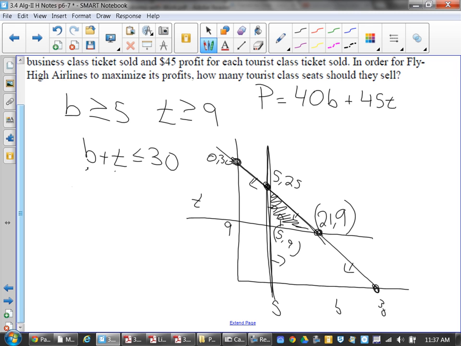Wait, so now we just want to find the biggest winner? Yep. You want to maximize out these to figure out which one's going to give you the most profit.